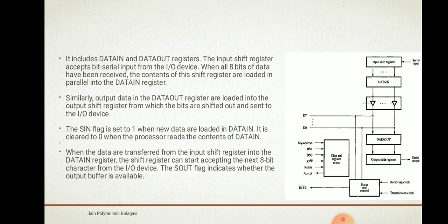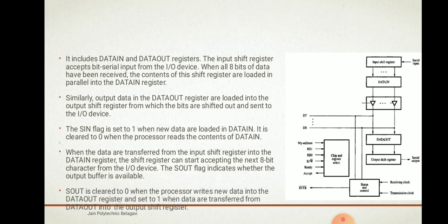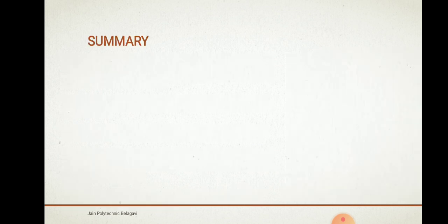Now the SOUT flag indicates whether the output buffer is available or not. SOUT is cleared to 0 only when the processor writes new data into the data out register, and it is set to 1 when data is transferred from data out to the output shift register.